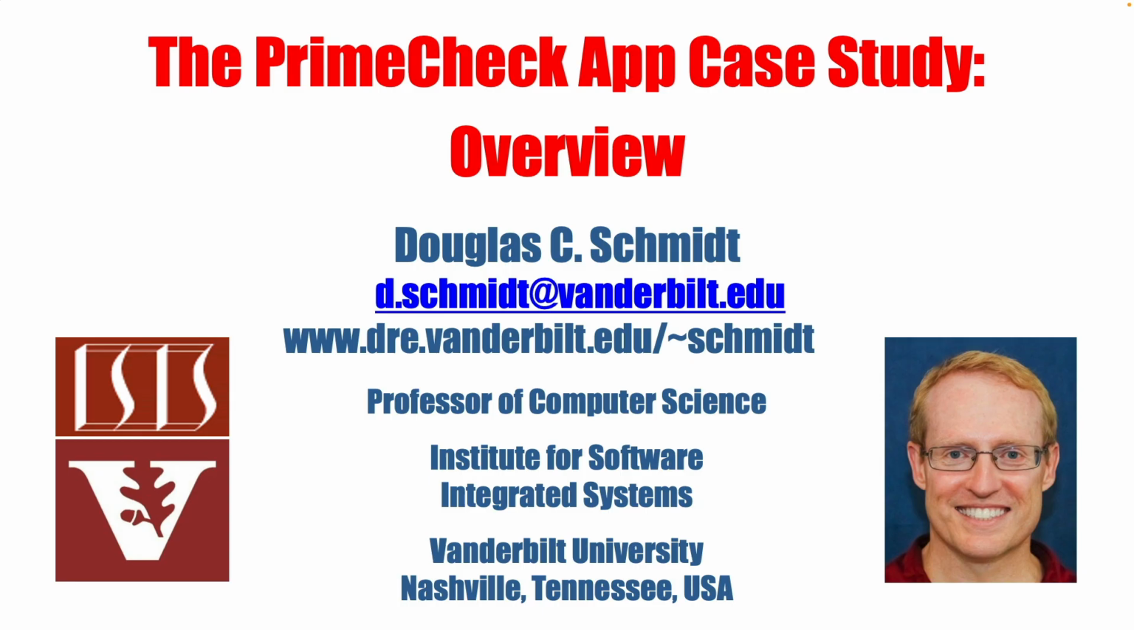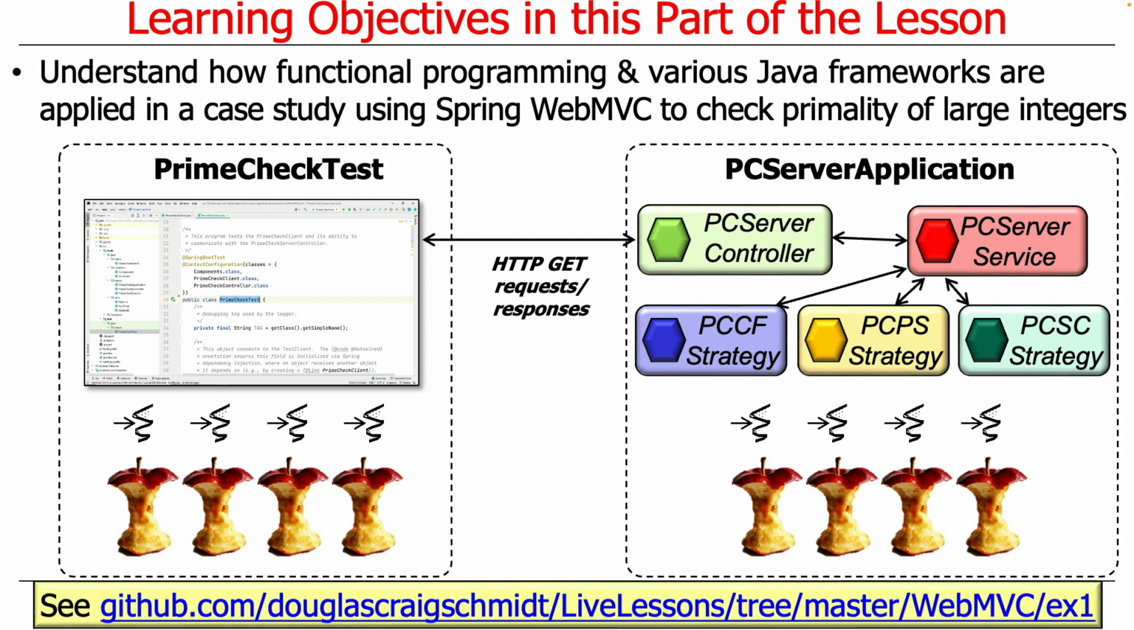So we're next going to start taking a look at another case study that will illustrate some interesting aspects of using various Java concurrency mechanisms and parallelism frameworks in the context of Spring WebMVC. And this particular example is going to show how you can use functional programming and various Java frameworks in a case study that uses Spring WebMVC to check the primality of large integers. So we're kind of doing some cool stuff, which will again go back to doing prime number computations just because they burn a lot of CPU.